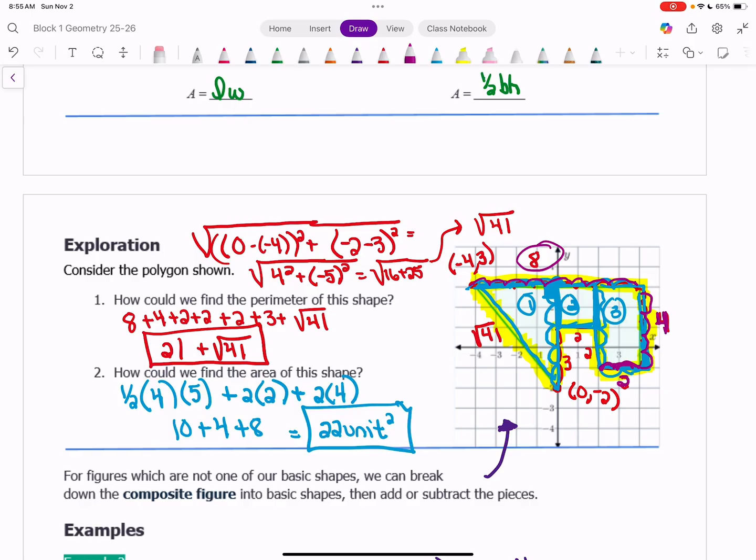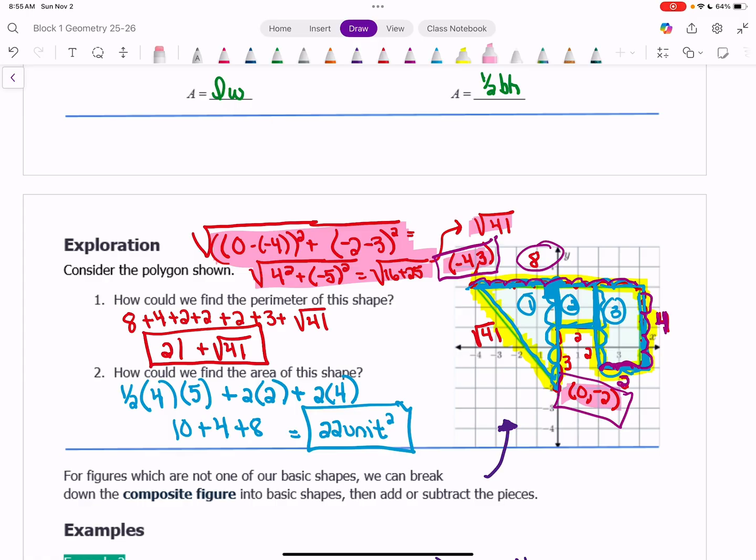The one thing you need to find is the distance between these 2 points, because it's on a diagonal and we didn't have it. So the distance between these 2 points is square root of 41. It's done through the distance formula here. So you probably want to pause and take a minute and kind of do that. And then you add everything around the shape to get the perimeter.